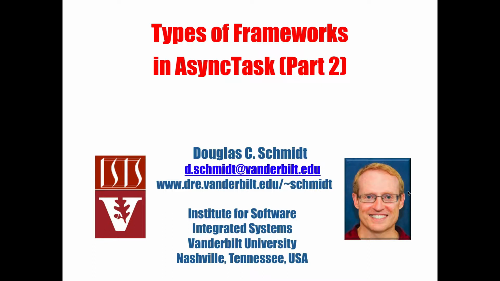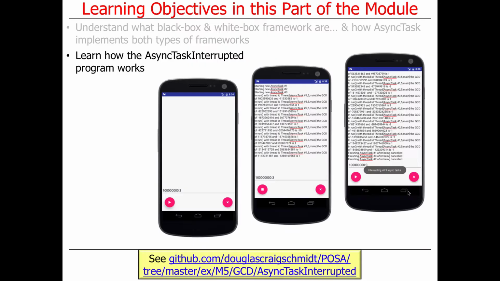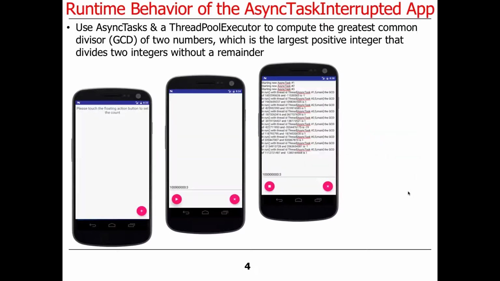What we're going to do today is I'm going to talk in more detail about how to actually use async tasks to implement an actual application. And this application is something you can get here at my website. It's called Async Task Interrupted. So let's first talk about what this program does, and then I'll walk through the source code, which will give you a chance to see how you program an async task.